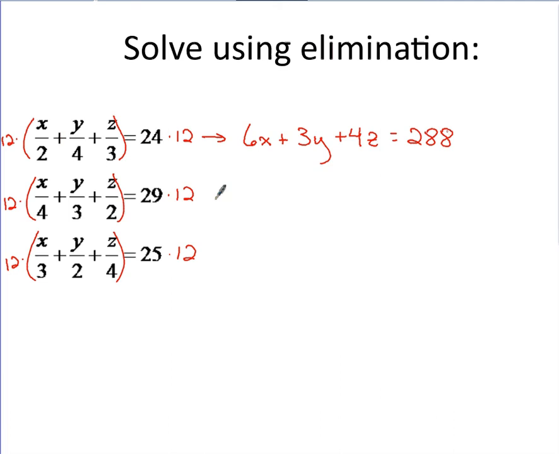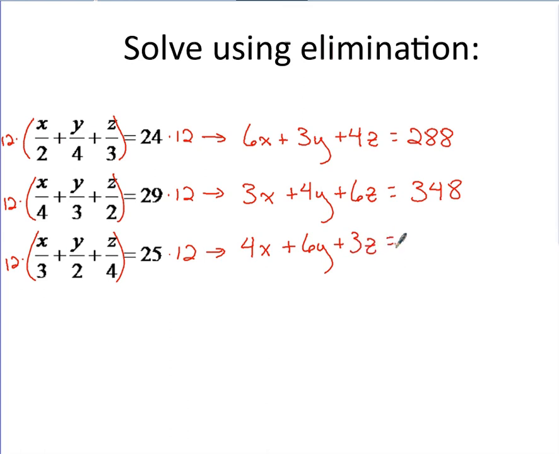Second equation, cleaning this up. 4 goes into 12 3 times, so 3x. 3 goes into 12 4 times, so 4y. 2 goes into 12 6 times, so that'd be a plus 6z. You take 12 times 29, should be 348. Last one, 3 goes into 12 4 times, so 4x, plus, 2 into 12, so 6y. And then 4 into 12, it'd be 3z. All of that equals 25 times 12, that's 300.